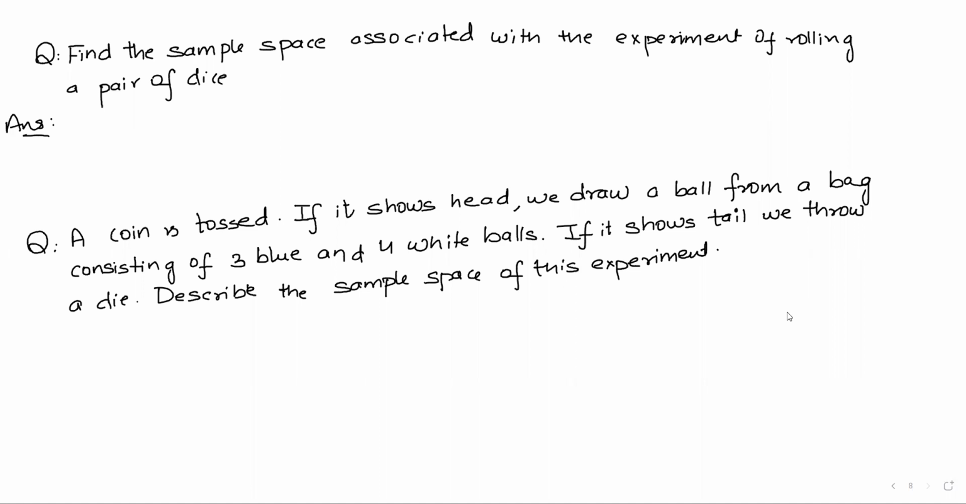Please share your answer if anyone has. Can you help solving? Yeah, sure. A coin is tossed. If it shows head, we draw a ball from a bag consisting of 3 blue and 4 white balls. If it shows tail, we throw a die. Describe the sample space of this experiment. So 3 blue balls are there, so we'll write B1, B2, B3 for the blue balls, and for white, we will write W1, W2, W3. If it shows tail we throw a die, and the die we already know.